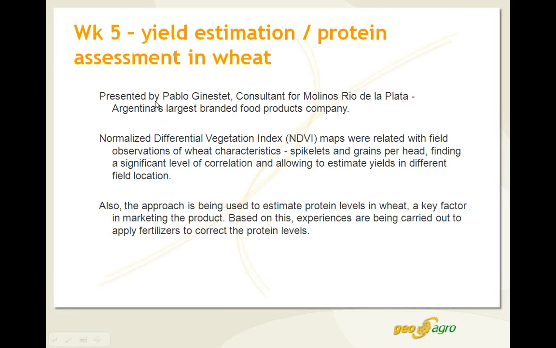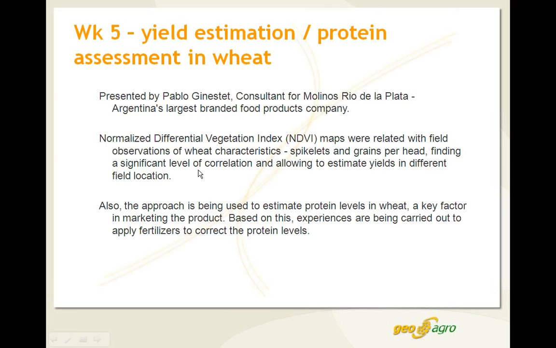This is work done by a consultant named Pablo Hinestead. He, as I said, works for Molinos, a large branded food company. They have a lot of land under wheat. They also have other crops, and we're doing two experiences with them. One is to estimate yields by relating NDVI maps with ground observation of spikelets and grains per head, for instance.